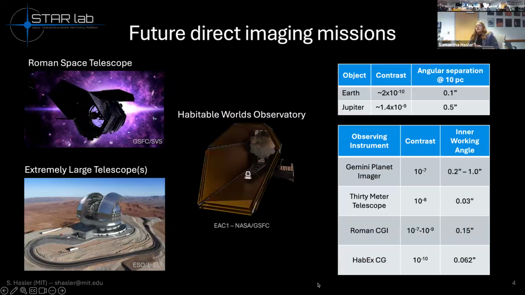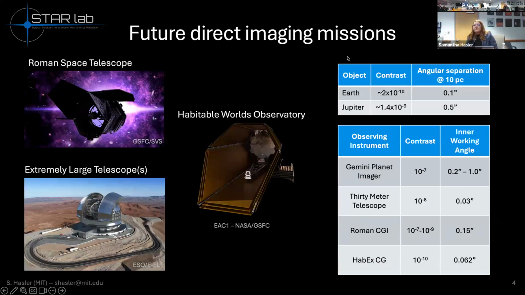For this talk, I'm focusing mostly on future direct imaging missions. Roman will be launching in 2026, ideally, and it will hopefully enable the detection of a couple of mature Jupiter analogs in reflected light. We have future ground-based facilities like the extremely large class of telescopes, which will help on the ground, and then something like Habitable Worlds Observatory, which I'm sure we're all excited for here at Goddard.